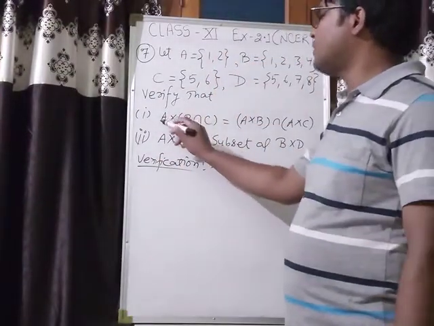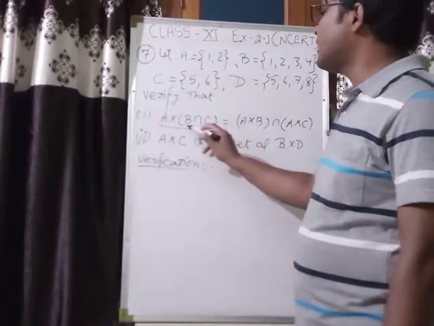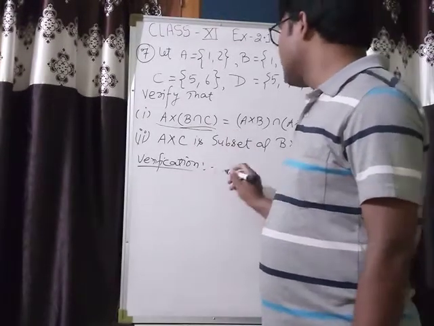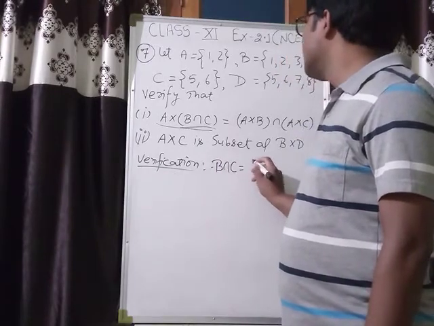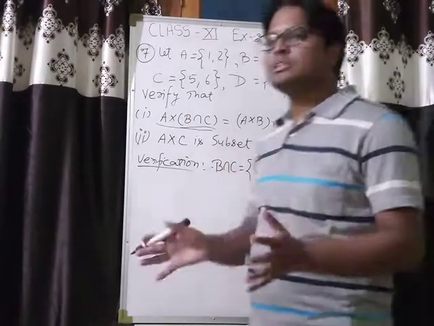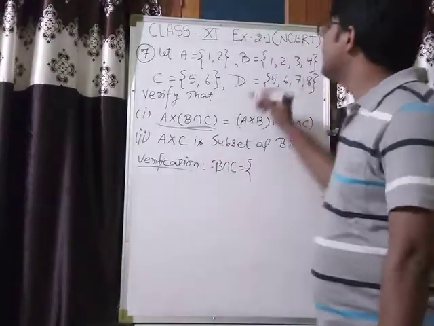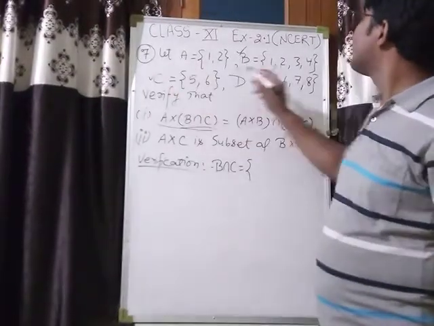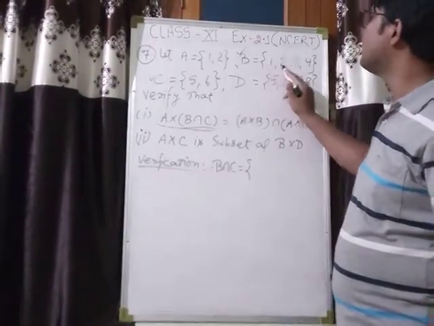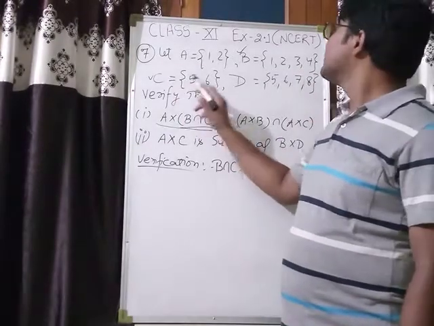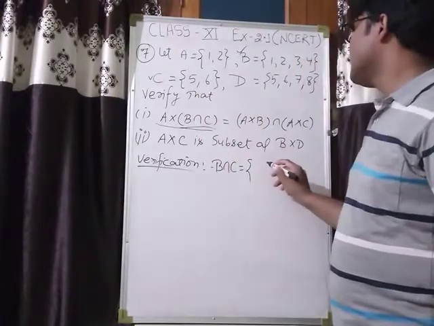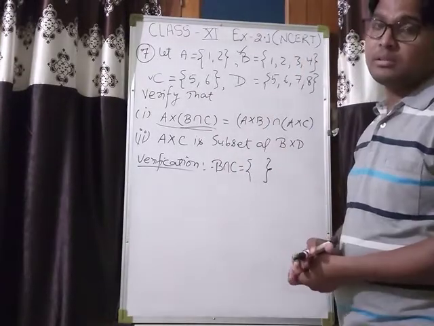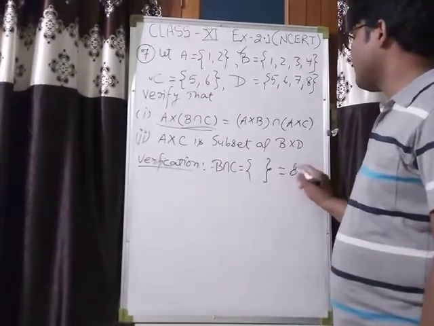Here, first of all, for finding the left hand side, we have to find B intersection C. Clearly, intersection means the common elements. So here is B and here is C. You can see B contains 1, 2, 3, 4 and C contains 5, 6. There is no common element in B and C. Clearly this will be a null set.